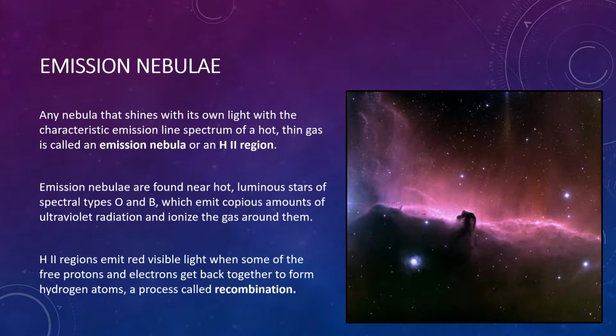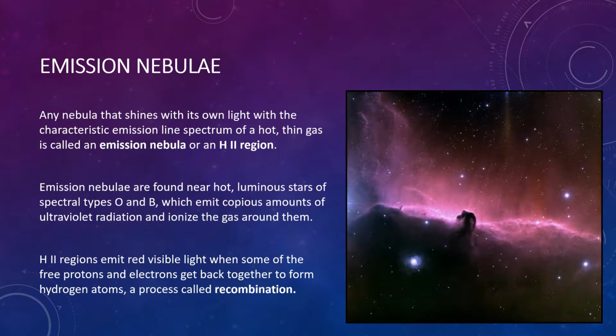When atoms in the nearby interstellar gas absorb these energetic ultraviolet photons, the atoms become ionized. Indeed, emission nebulae are composed primarily of ionized hydrogen atoms, that is, free protons and electrons. Astronomers use the notation H I for neutral unionized hydrogen and H II for ionized hydrogen, which is why emission nebulae are also sometimes called H II regions. These H II regions emit red visible light when some of the free protons and electrons get back together to form hydrogen atoms in a process known as recombination.